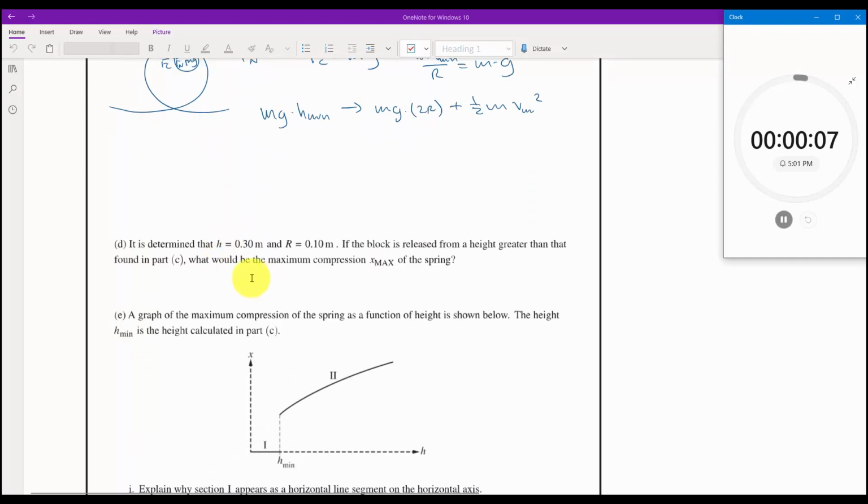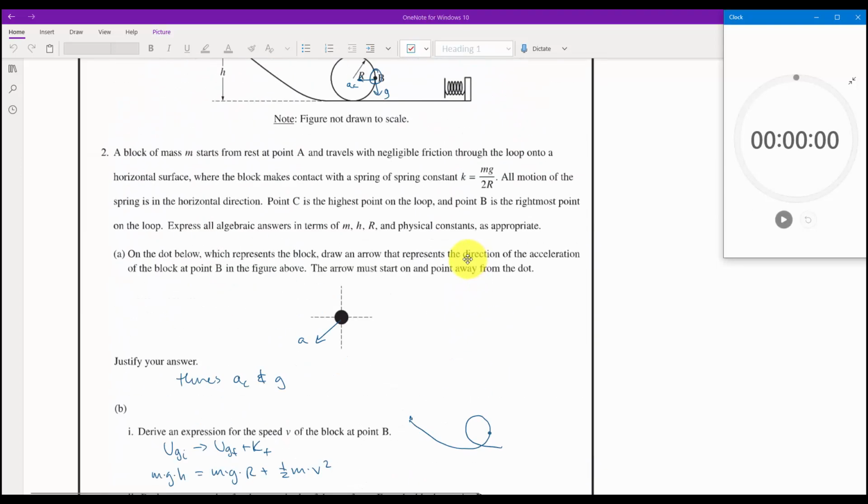Let's see here. Part D. It's determined that it's this and this. What's the spring compression? We're not going to be able to solve that, but we can at least set it up. Is it an ideal spring? Did they say it's an ideal spring? A spring with spring constant K equal to that. So the spring constant is a constant. It just happens to be really weird. Does it say it's an ideal spring?